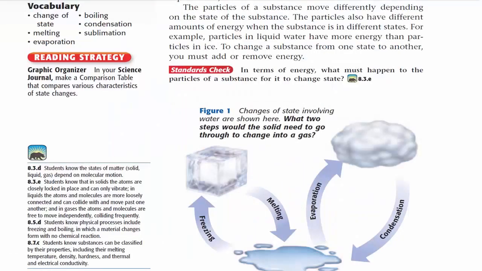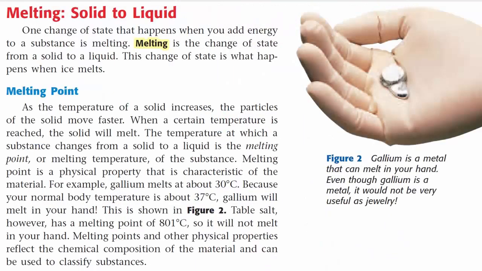The particles of a substance move differently depending on the state of the substance. The particles also have different amounts of energy when the substance is in different states. For example, particles in liquid water have more energy than particles in ice. To change a substance from one state to another, you must add or remove energy. Melting, solid to liquid. One change of state that happens when you add energy to a substance is melting.